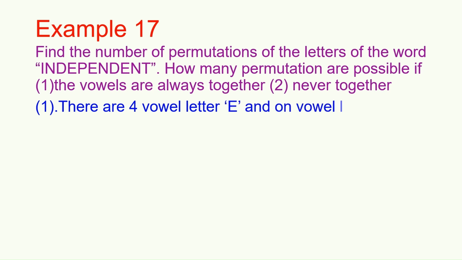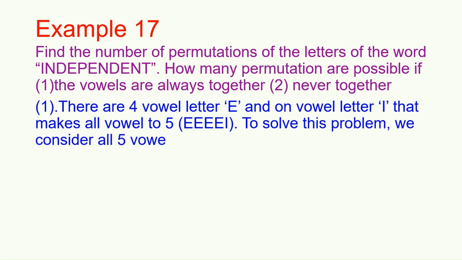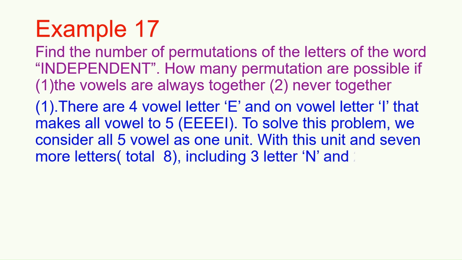In the first case, there are 4 vowel letter E and 1 vowel letter I. That makes all vowels 5: E, E, E, E, I. To solve this problem, we consider all 5 vowels as 1 unit. With this unit and 7 more letters, it makes a total of 8, including 3 letter N and 2 letter D.